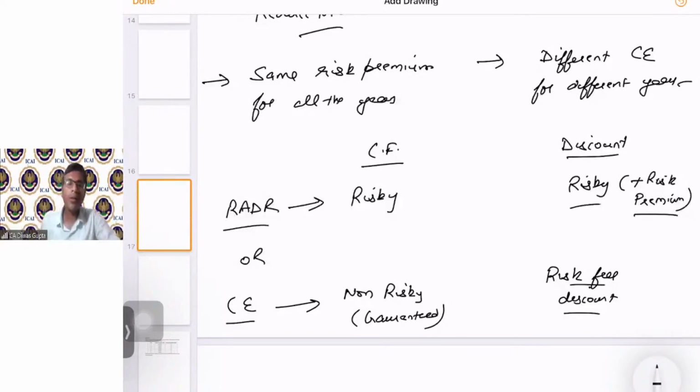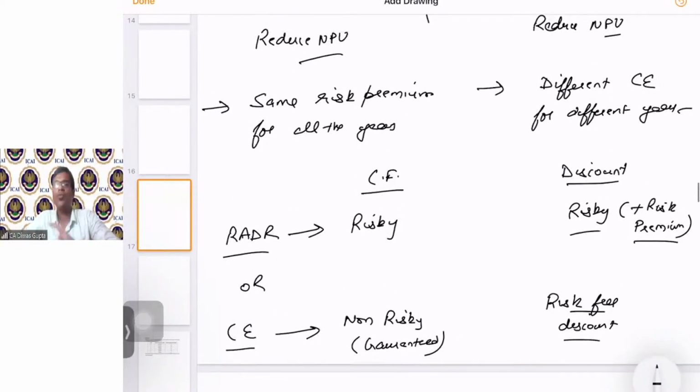Okay, students. So till now, we have covered probability, standard deviation, variance, whichever way you want to say. Then two more approaches, risk adjusted discount rate and certainty equivalent cash flows. So we will be solving questions related to the same.